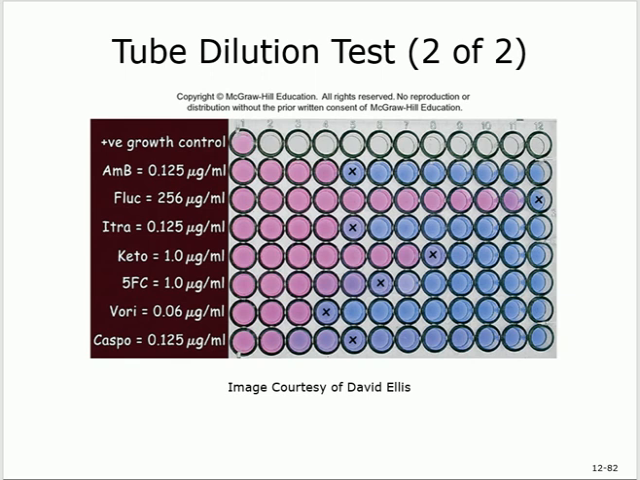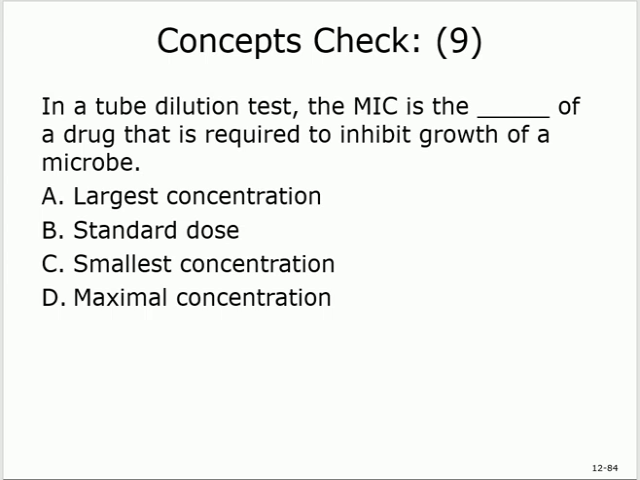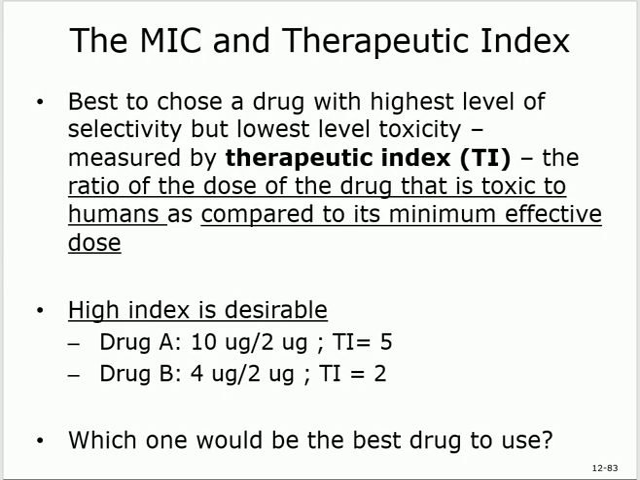Just the same explanation in a different way. Now there is something called therapeutic index that you need to know. What's the therapeutic index? Therapeutic index is an index that describes the ratio between the dose of the medication that's toxic to the minimal effective dose.